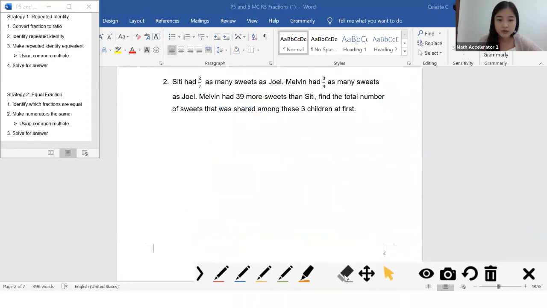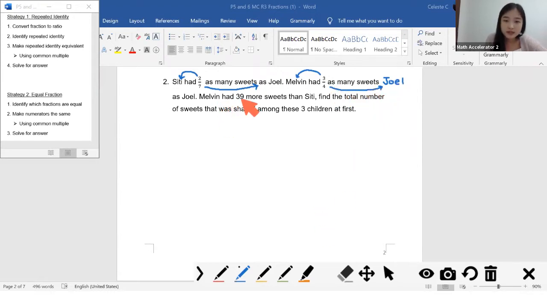Okay, let me clear this. So Siti had 2/7 as many sweets as Joel. As many sweets, so you see this fraction, draw your arrows. Melvin had 3/4 as many sweets as Joel. So as many again, and a fraction given, so draw your arrows. Joel is at the bottom here, so let me draw it here.